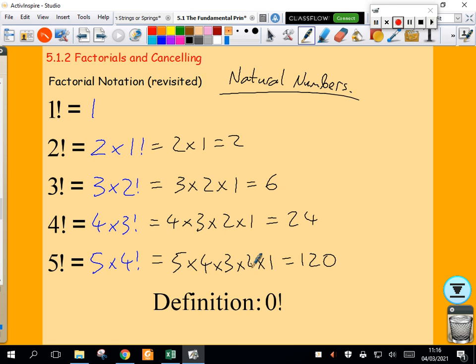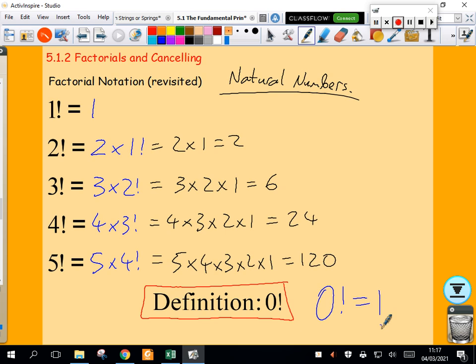There is a definition for 0 factorial because it doesn't really fit in with my system. 0 is not a natural number and there are no natural numbers less than it or equal to it. So we just define 0 factorial to be equal to 1. Outside of that you can't find factorials of any other numbers. They're not defined for anything else. If you type 1.5 factorial into your calculator, it won't be able to read it and you'll get a math error.